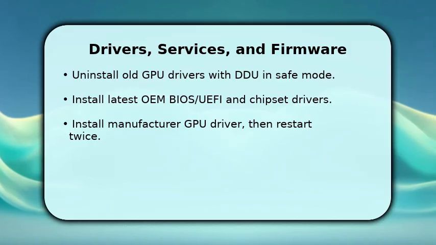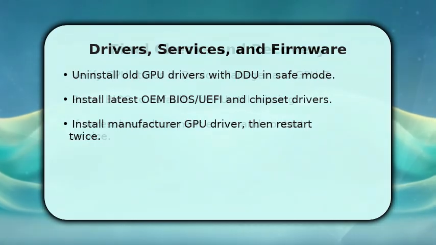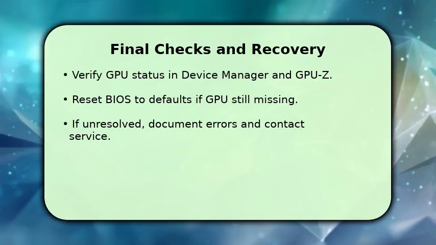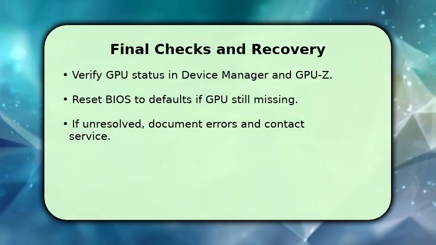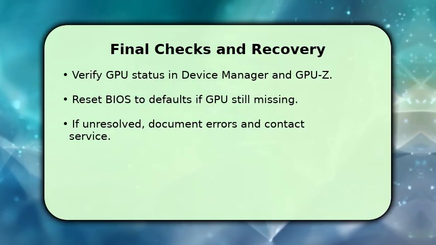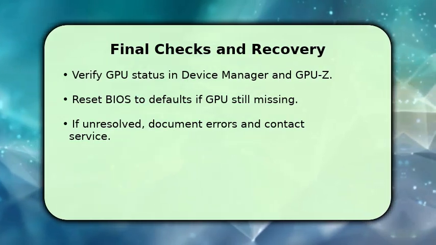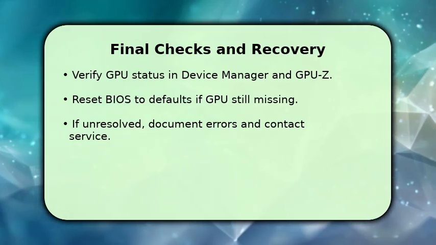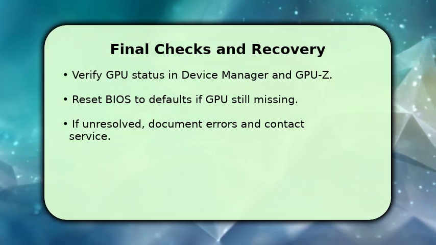Now confirm detection by opening Device Manager and a GPU utility like GPU-Z. Make sure the device shows the correct name and memory. If it still doesn't appear, reset BIOS settings to defaults and recheck power options and hybrid graphics settings, because misconfigured BIOS can hide discrete GPUs.